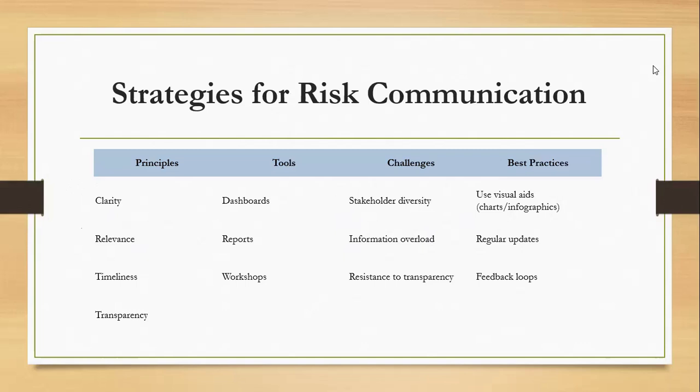However, there are challenges. Stakeholders may have different levels of knowledge or preferences for communication, which can make it hard to create a single message for everyone. Sometimes too much information can overwhelm people, making them confused instead of informed. So, to overcome these challenges, we should use visual aids like charts or graphs, send regular updates, and use technology like dashboards or collaboration platforms for real time communication. Following these strategies can make communication more effective and keep projects running smoothly.